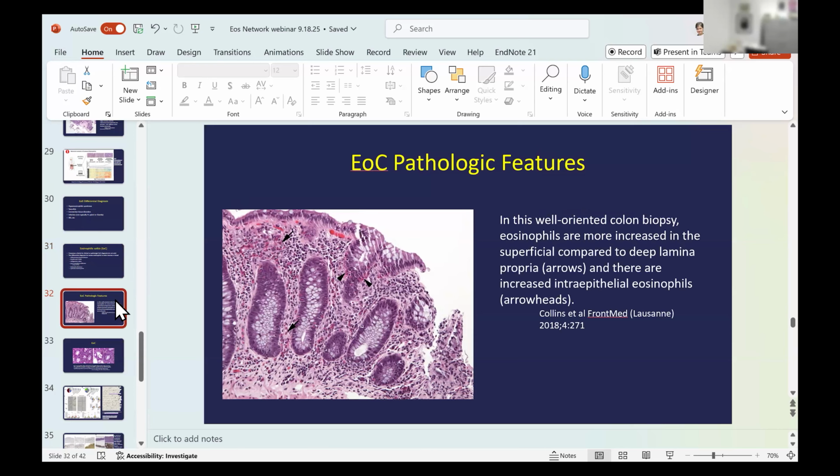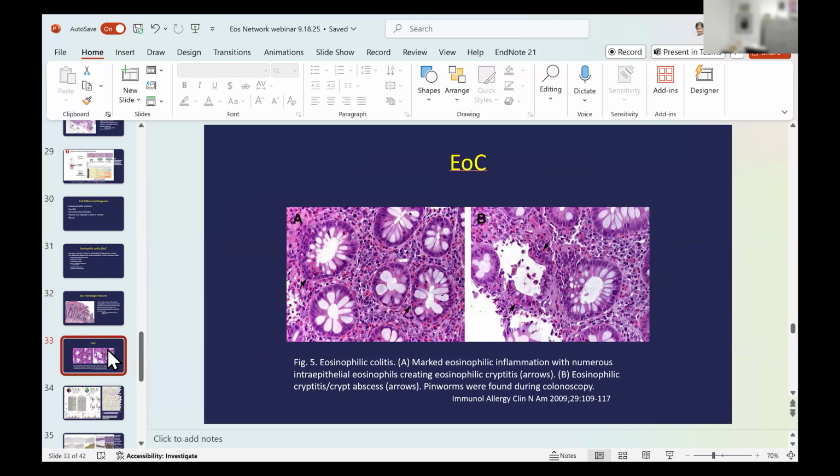Here, it's the same story, a lot of eosinophils in the lamina propria. Arrowheads are pointing to eosinophils at the edge of some of the crypts. On the left-hand side, there are a lot of eosinophils in the lamina propria, and a lot also in the epithelium of some of those crypts. On the right-hand side, there's evidence of crypt destruction, which can lead to loss of crypts.